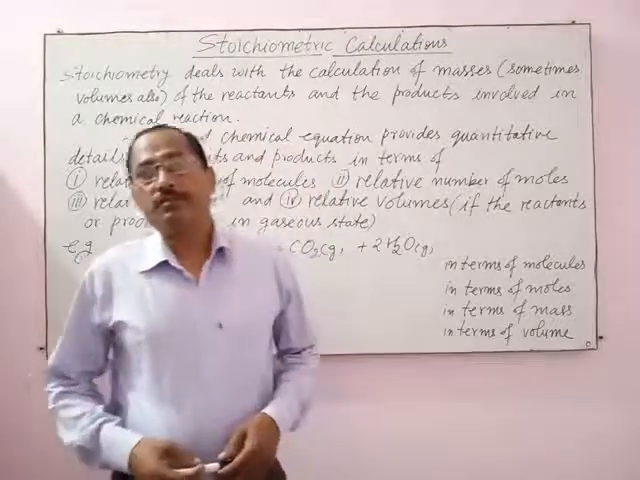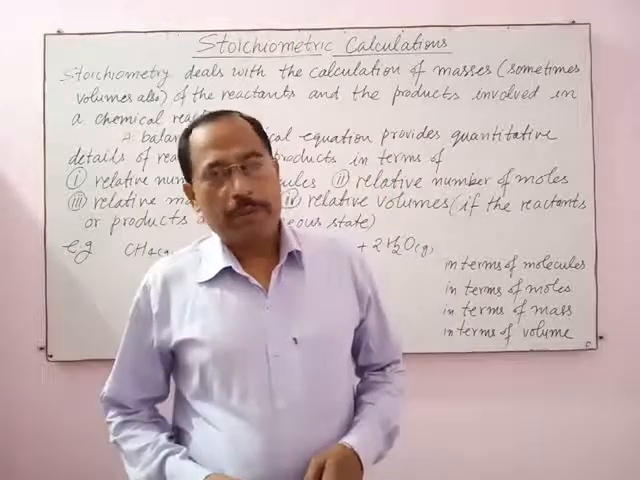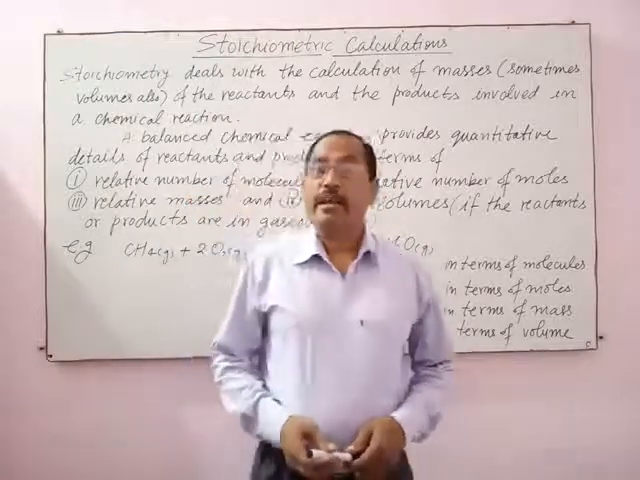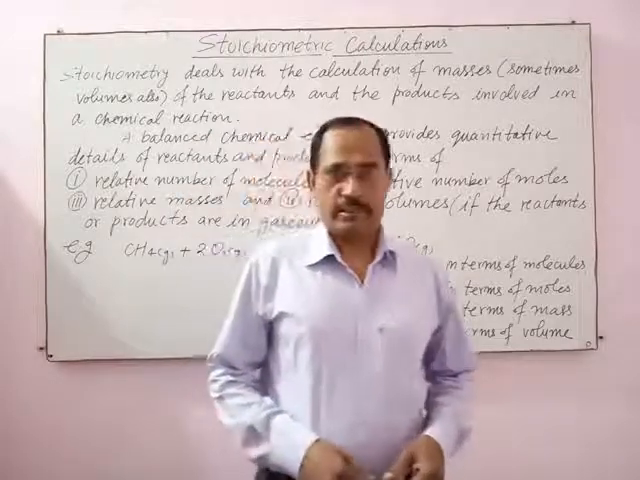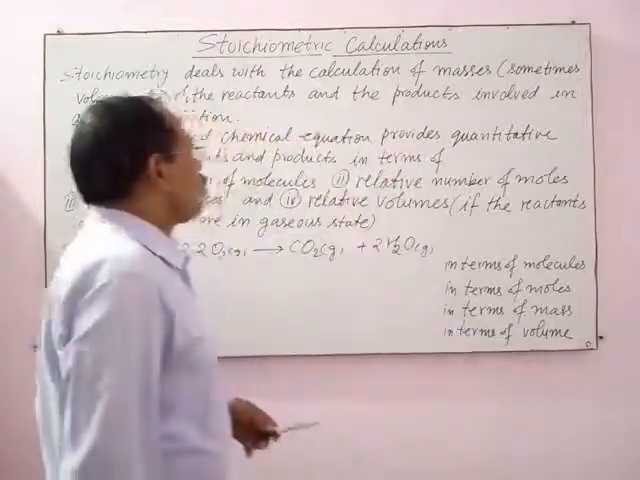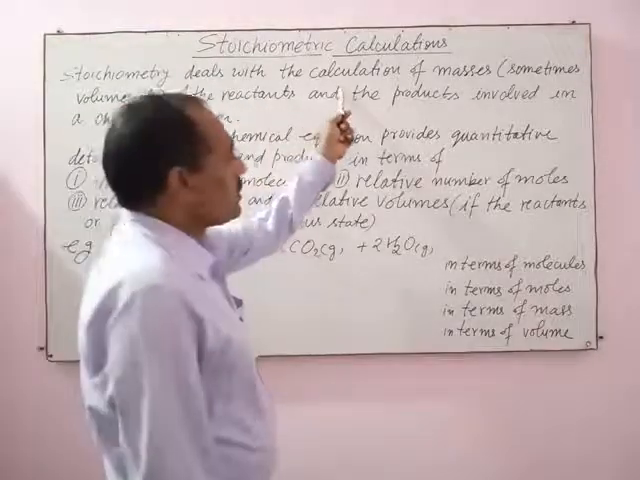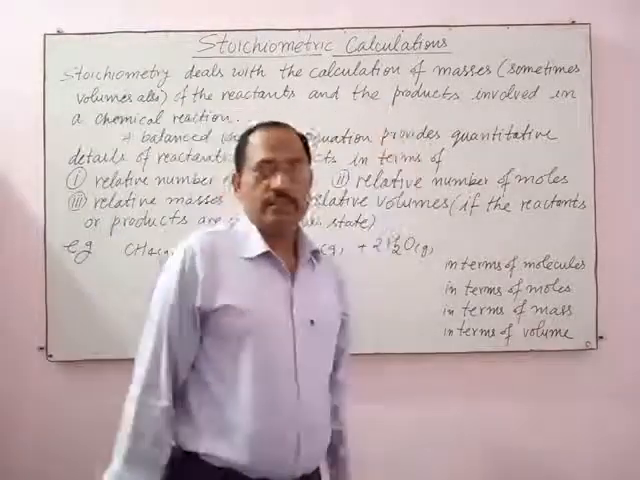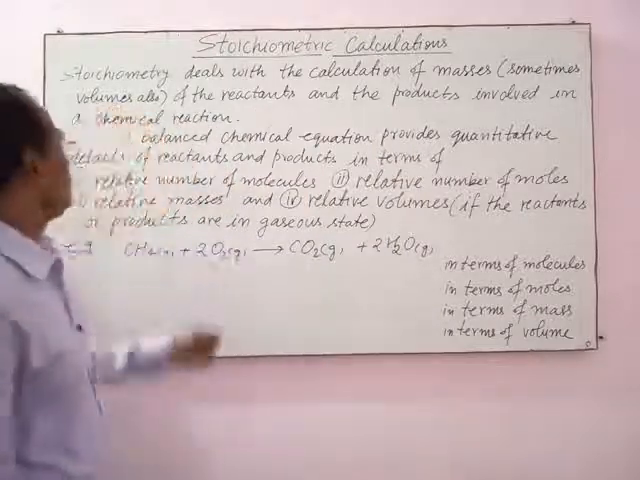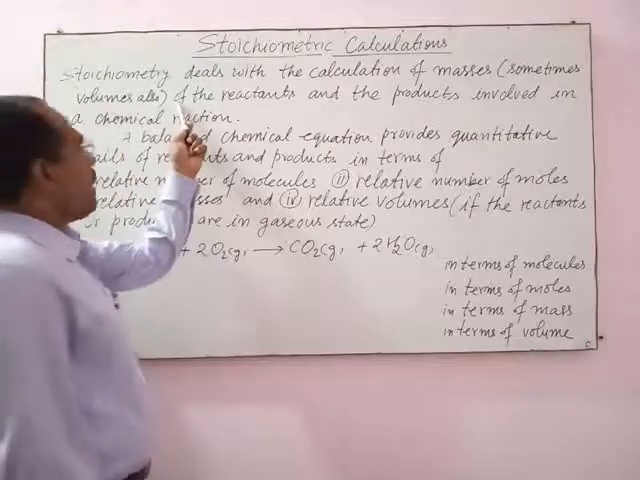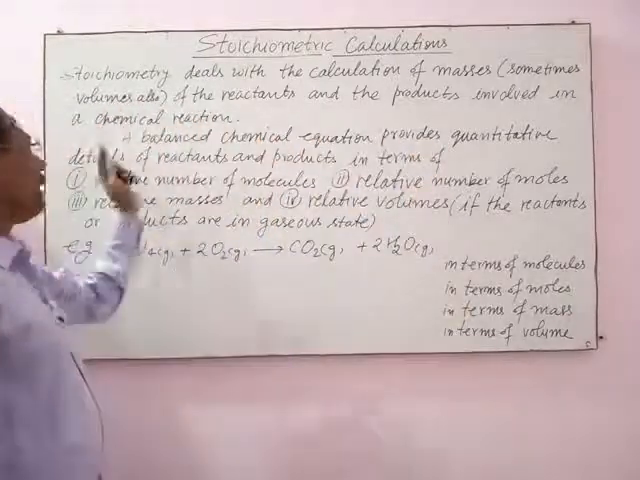Stoichiometry means calculation of amounts of reactants and amounts of products involved in chemical reactions. And stoichiometry deals with the calculations of masses, sometimes moles also, volumes also, of the reactants and the products involved in a chemical reaction.